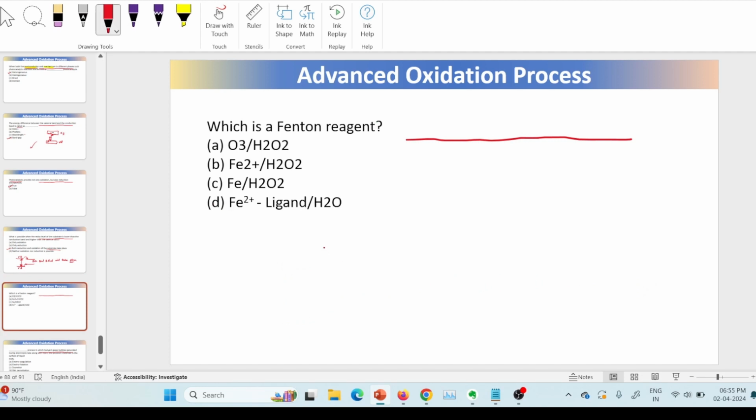Which is a Fenton reagent? Here the Fenton reagent is Fe2+ and hydrogen peroxide. So this is the Fenton reagent. So B is the correct answer.